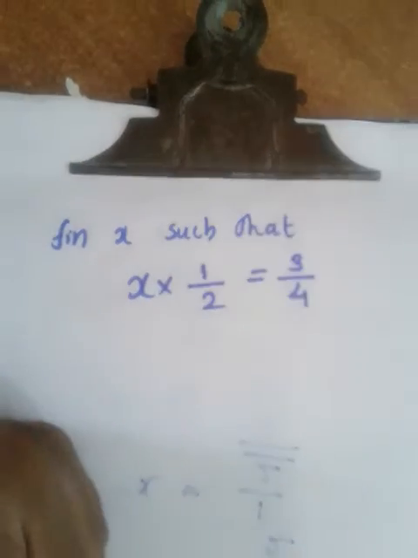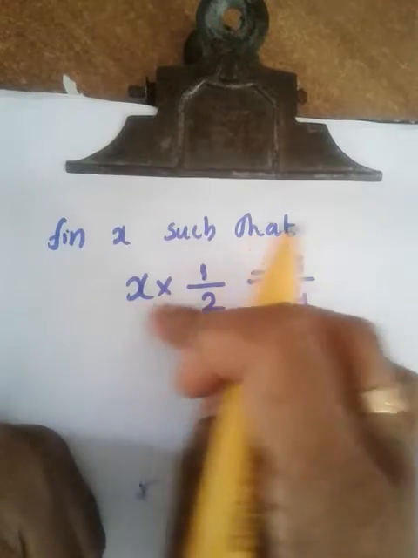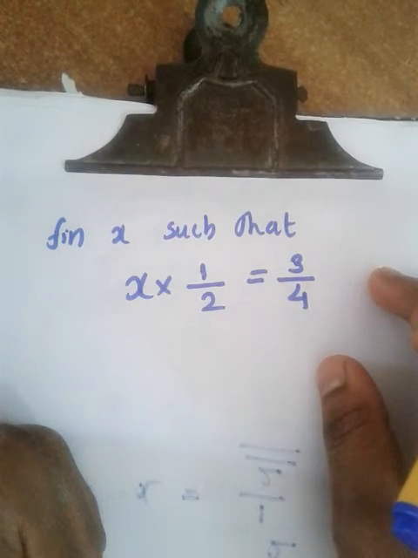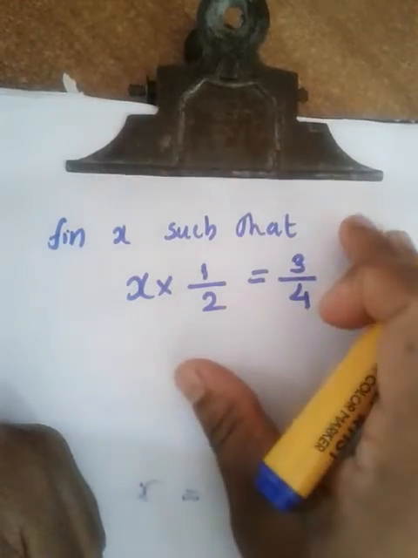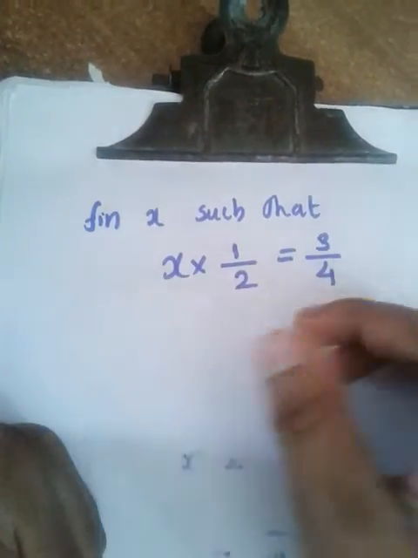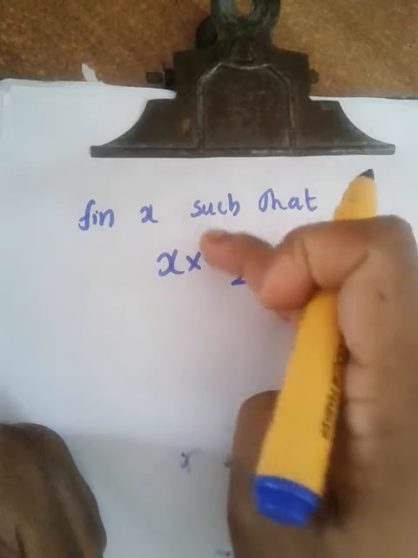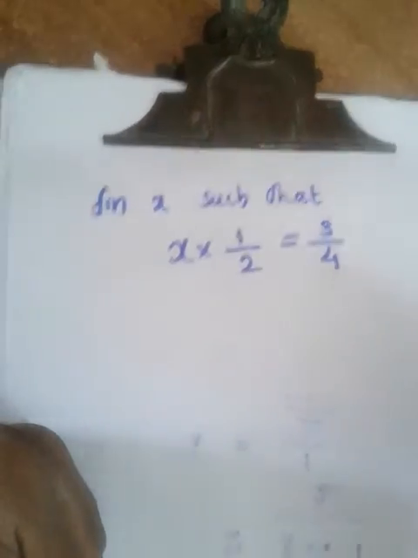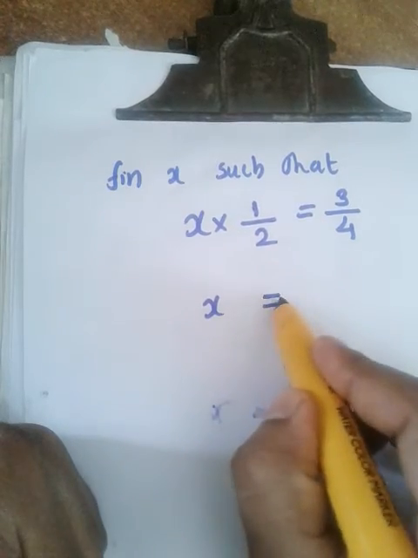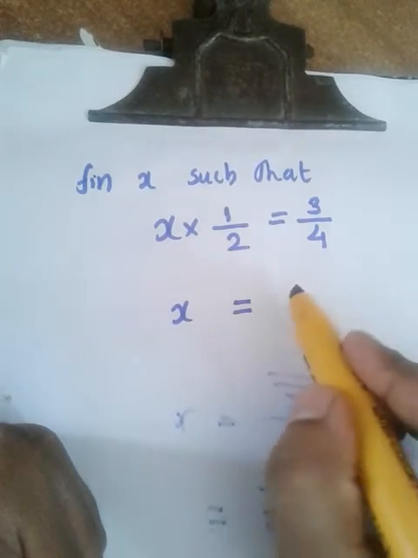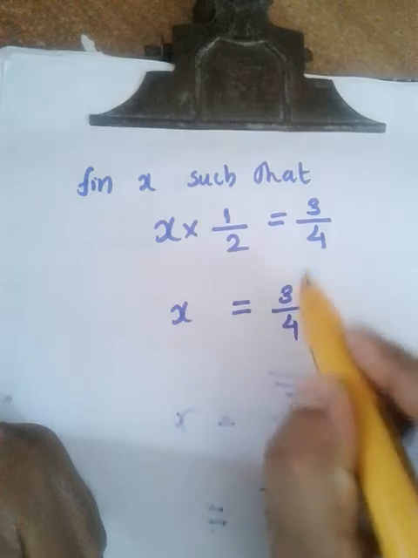This is the next question. Find x such that x into 1 by 2 is equal to 3 by 4. So what we can do? Just like in the previous question, we should maintain x on the left side alone, and all the terms with x we should take to the right side. So maintain x on the left side alone, and draw the equality sign as it is. The right side 3 by 4, just maintain as it is.